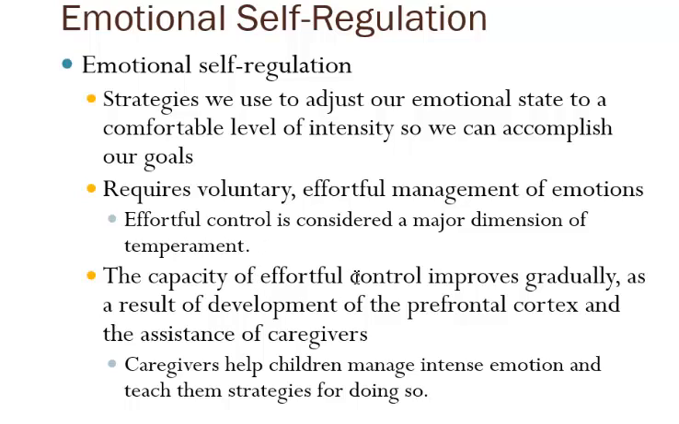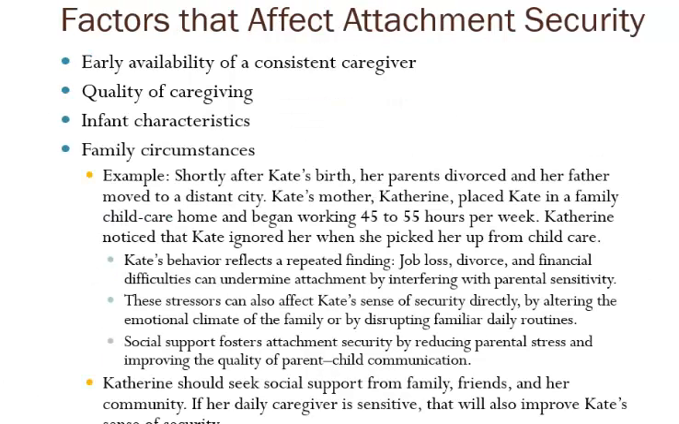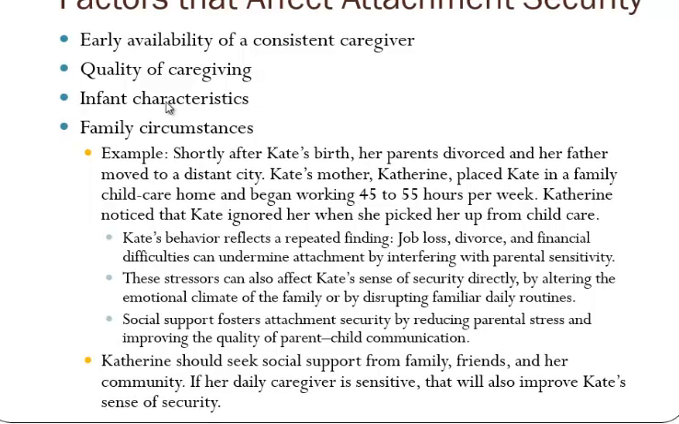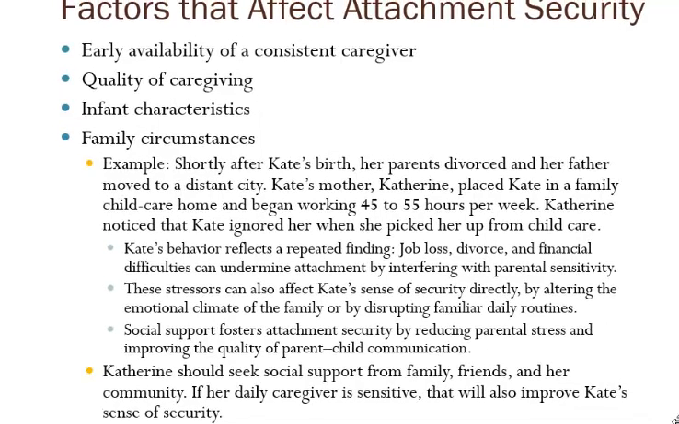The capacity of effortful controls improves gradually as a result of the development of the prefrontal cortex, which is a component of the brain, of course, and the assistance of our caregivers. And finally, we come to the idea of attachment security. Attachment security is the security that children get from being attached to their caregiver, to their parent, to an older sibling, somebody that they look to for emotional support. Early availability of a consistent caregiver, quality, the characteristics of the infant itself, these are all things that affect the extent to which the attachment security will take place and will be effective.